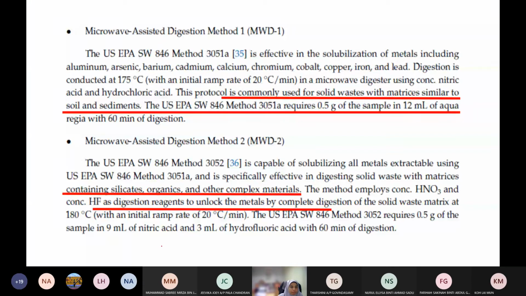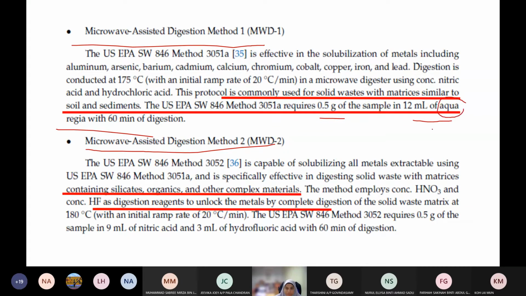Here is another example you can see. The method they used for the analysis, they chose two methods. Here they mention they digest 0.5 gram of sample with 12 ml of aqua regia. So why do I emphasize this one?